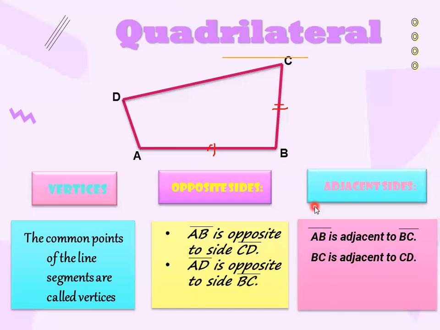Similarly, this side BC is adjacent to this side CD. This CD will be adjacent to DA, and this DA is adjacent to AB. So two sides are adjacent here: AB and BC, then BC and CD, then CD and DA, and then DA and AB. So these are the adjacent sides of any quadrilateral.